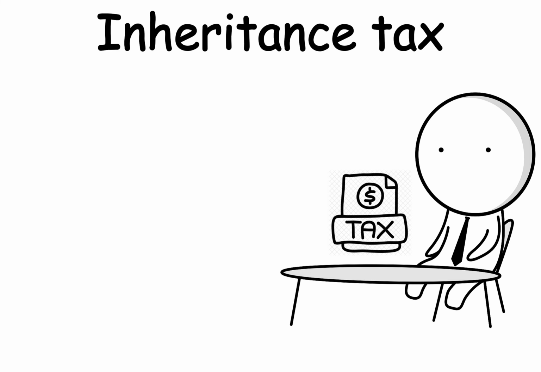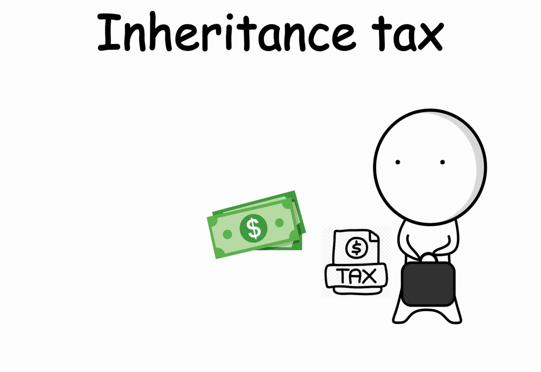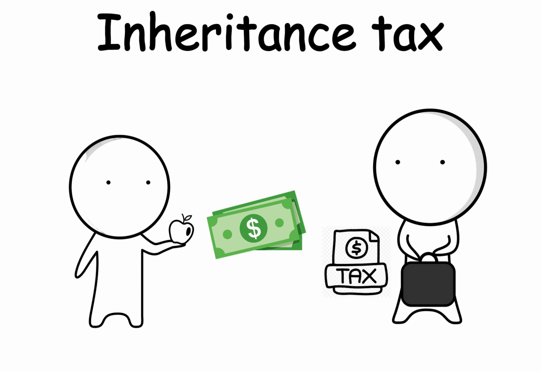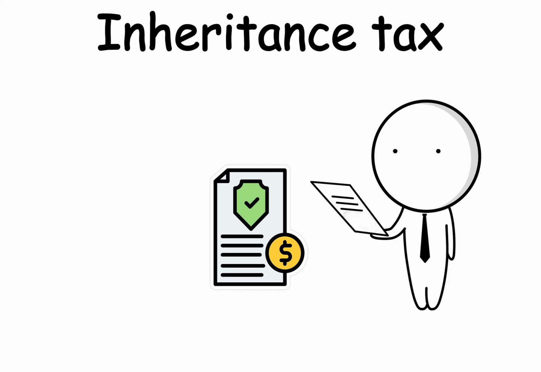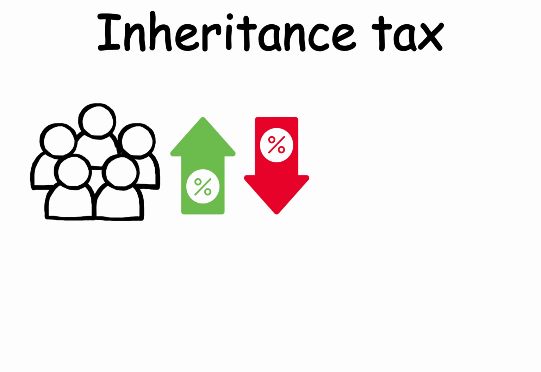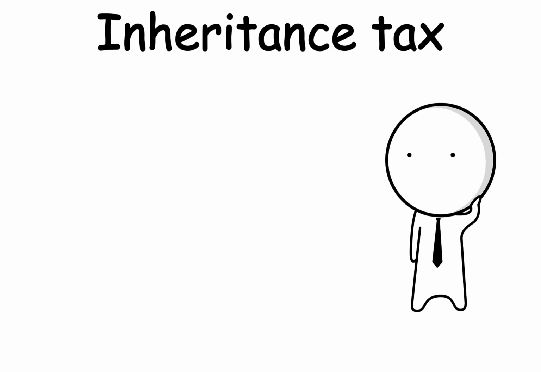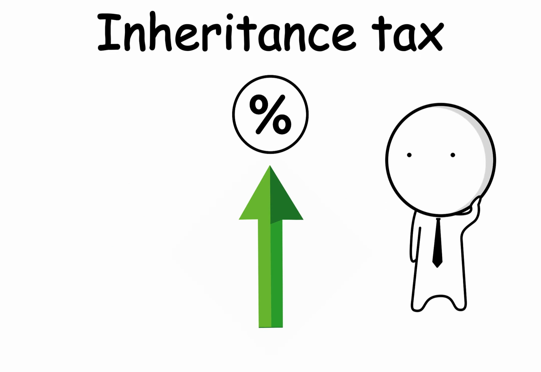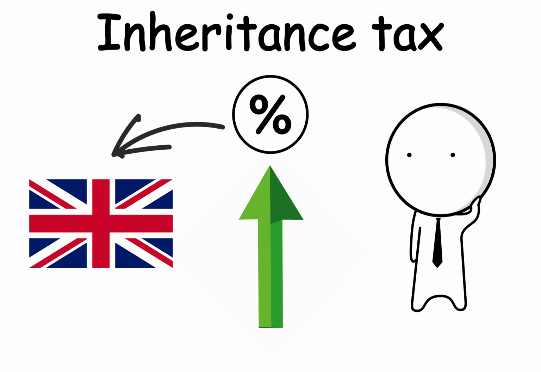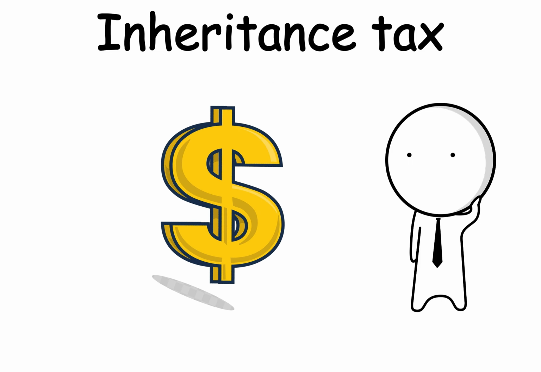Inheritance tax. While estate tax is charged against the estate itself before distribution, inheritance tax is paid by the people who receive the assets. The distinction matters because the obligation falls on the beneficiary rather than the deceased's estate. Different heirs may pay different rates depending on their relationship to the deceased. A spouse might pay nothing, while a distant relative faces a higher rate. Countries like the United Kingdom use this approach, where the tax is based on what each individual receives rather than the total value of what was left behind.